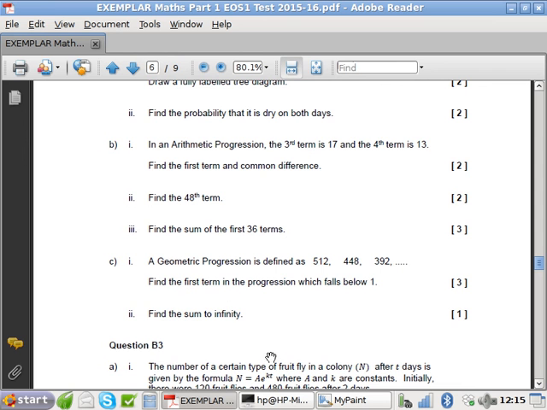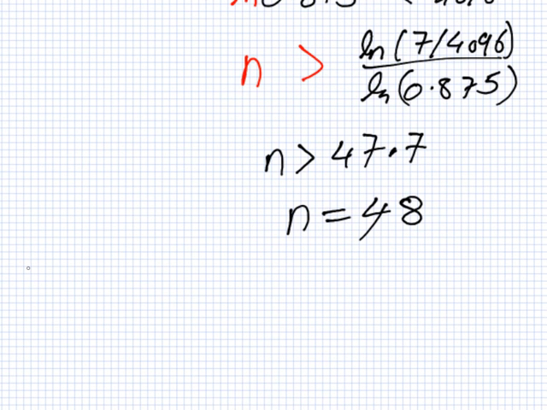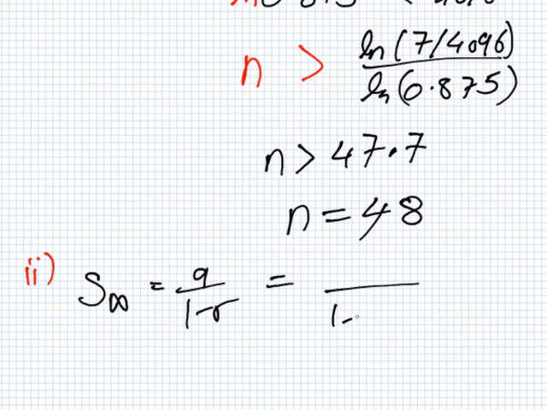That's not the end. The last part is find the sum to infinity. So that's actually a straightforward formula. It's a over 1 minus r. I don't remember, what was my a? 512? So the answer is 4096.